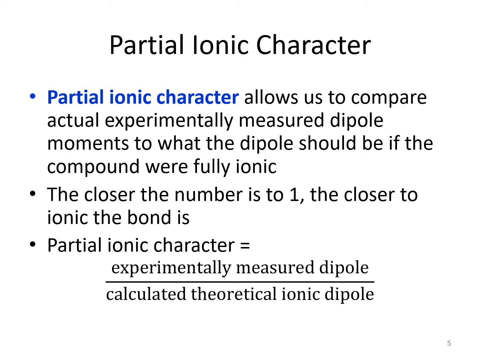We can compare an experimentally measured dipole to what the dipole would be if the bond were completely ionic, the far end of our continuum, in which the electron is completely transferred. The result will be the partial ionic character, or how close to being ionic a bond is. The closer to 1, or 100%, the number is, the more ionic the bond. To calculate the partial ionic character, we will divide the experimentally measured dipole by a theoretical dipole calculated using the equation mu equals q times r.